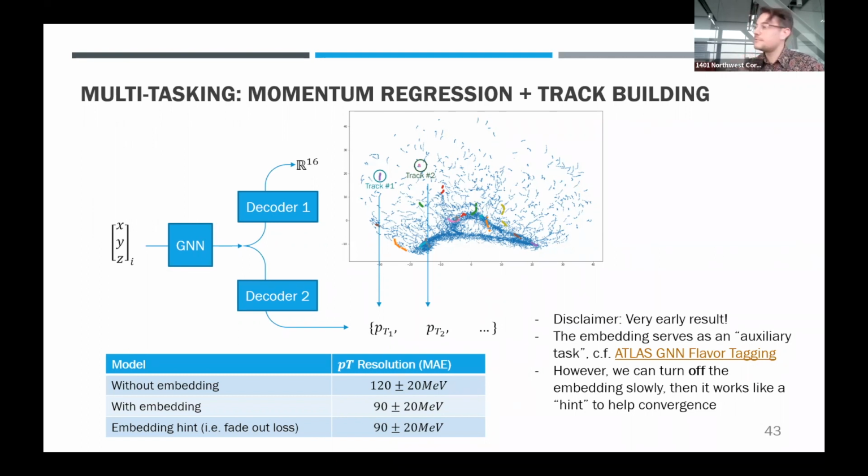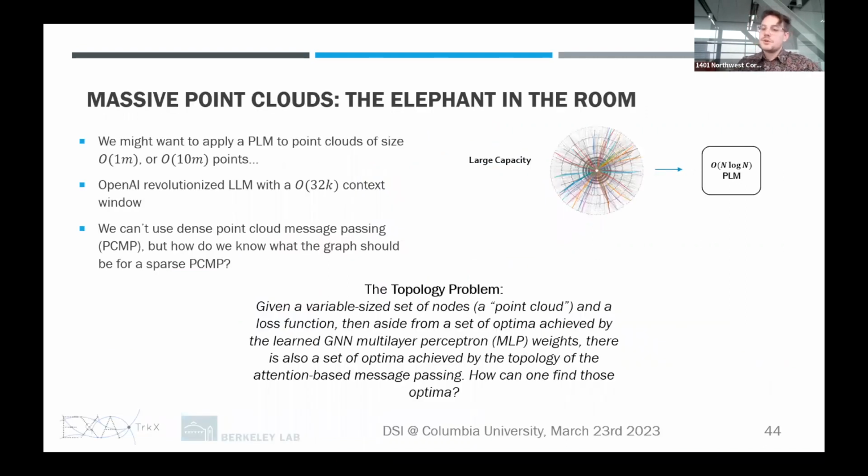The nice thing is that we can turn off the embedding task over time. We can fade it out, and we still retain our original good performance of the PT. So in this way, we can think of this as a kind of hint. We want to prime the model with some physical intuition, and then once it's learned that, we can turn it off and remove that task. So that's the second goal, which we have some early work on.